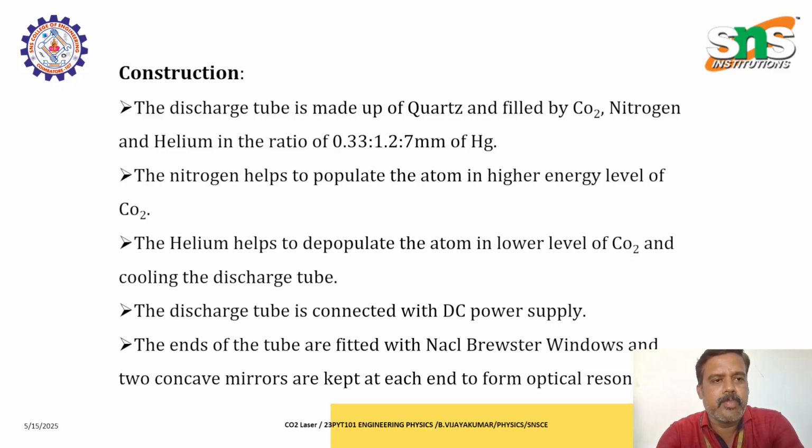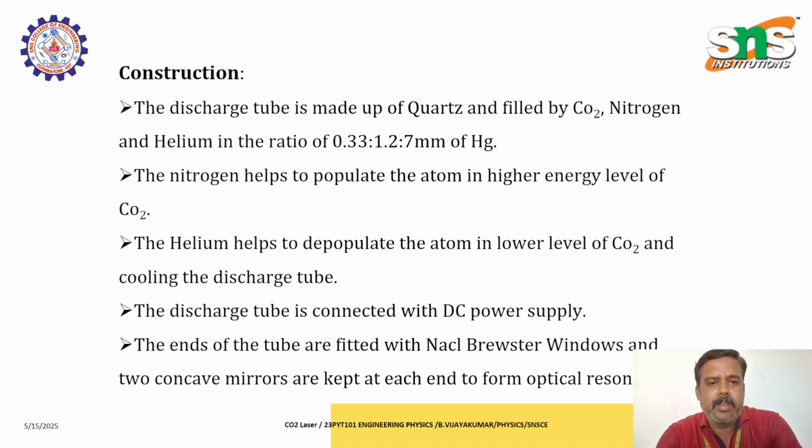Next we discuss the construction of the CO2 laser. The discharge tube is made of quartz and is filled with a mixture of gases: carbon dioxide, nitrogen and helium. These three gases are filled in the quartz tube at certain pressures. The ratio is 0.33, 1.2 and 7 millimeter of mercury. We know that CO2 is used in the CO2 laser, but why are nitrogen and helium used? The answer follows.